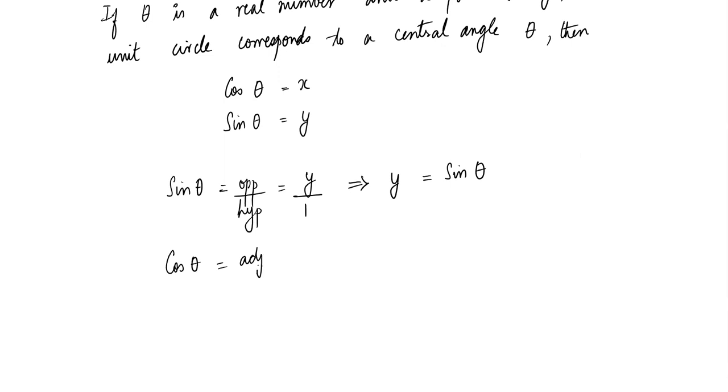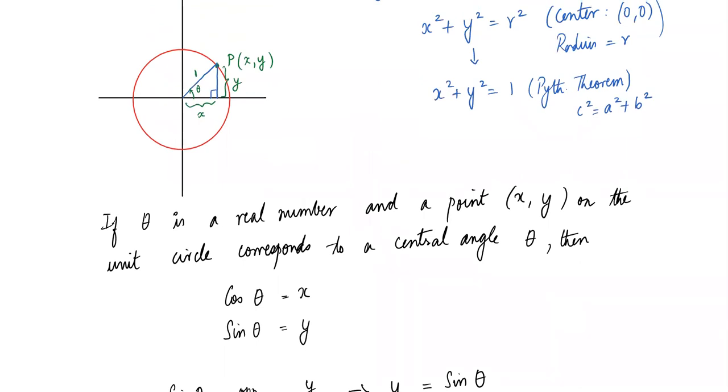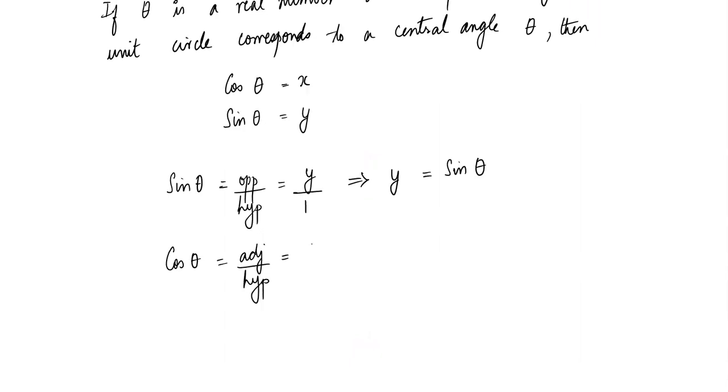You can make the same argument for cosine theta. Cosine theta is adjacent over hypotenuse. And if you come back to the unit circle with the triangle in it, the adjacent side is x, right next to the angle theta. So that's going to be x over 1, which implies when you solve for x, x is 1 times cosine theta, which is cosine theta. So this definition is actually coming from this understanding.